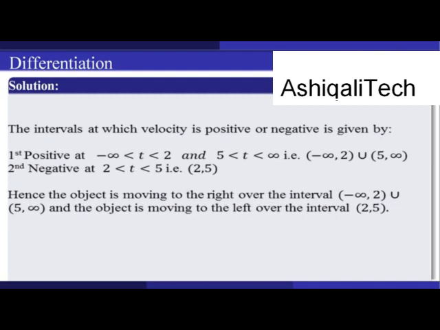Hence, the object is moving to the right over the interval minus infinity to 2 union 5 to infinity, and the object is moving to the left over the interval 2 to 5.